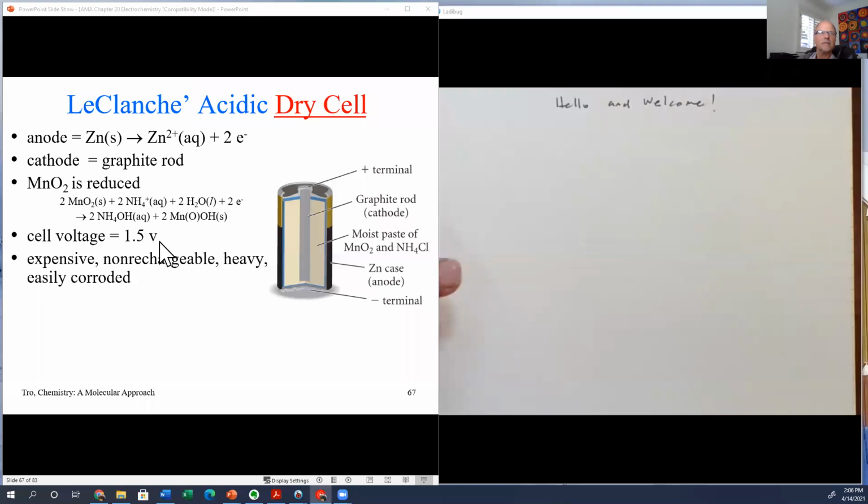But if you put them together in series, you can add those voltages together. So if you have 2 of them, you get 3 volts. If you have 4 of them, you get 6 volts, and so on. These are not rechargeable, but they are extremely useful, and we use them all the time.